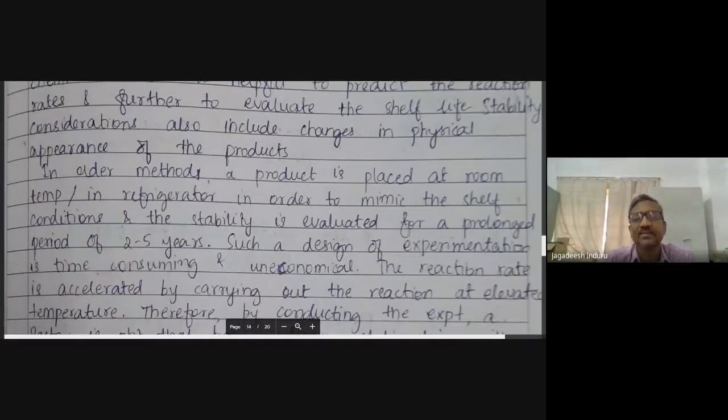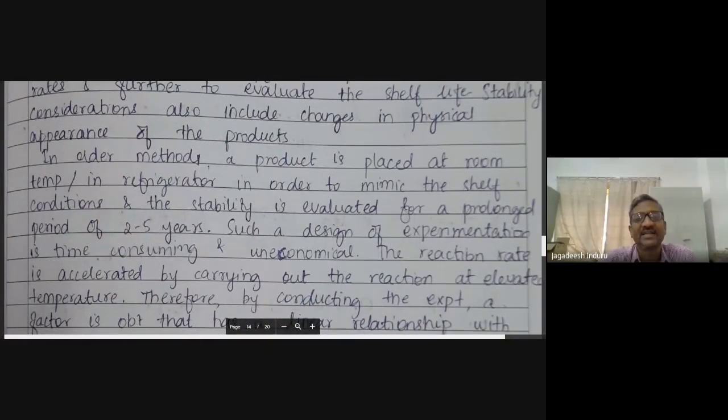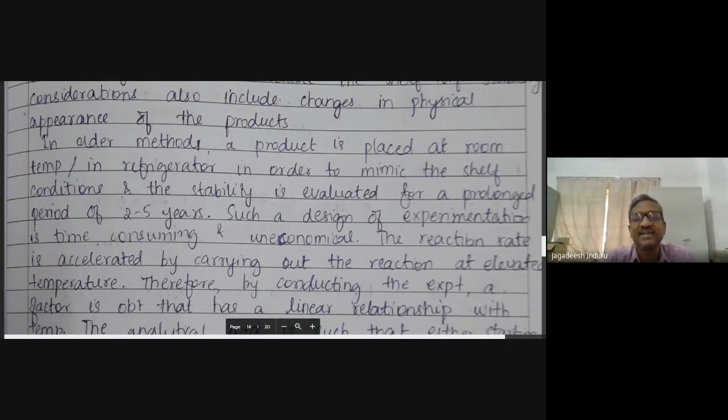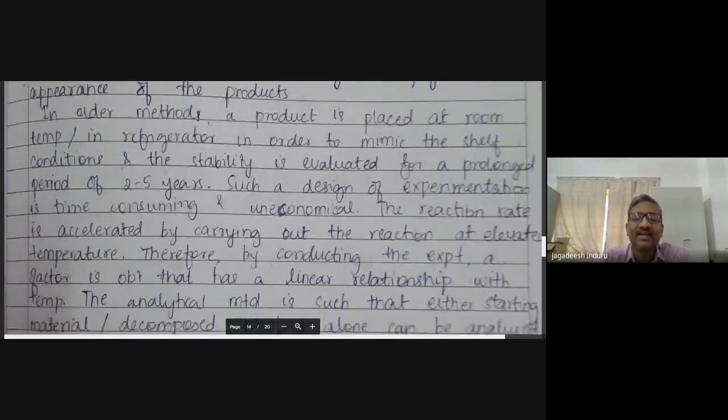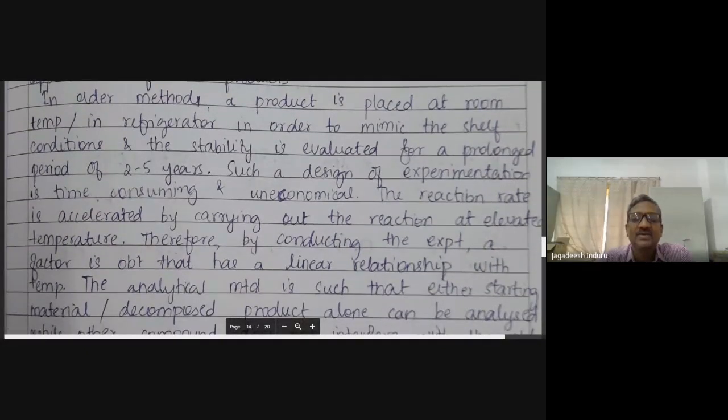In older methods, a product is placed at room temperature or in the refrigerator in order to mimic the shelf-life conditions, and the stability is evaluated, as was done around five decades ago. But it takes a longer period of time. We have already told you 2 to 5 years it is going to take, depending upon how much expiry date it has. Such a design of experimentation is time consuming. We cannot launch the product, and we cannot get the money also, because we are not able to enter the market as we have not studied the stability.